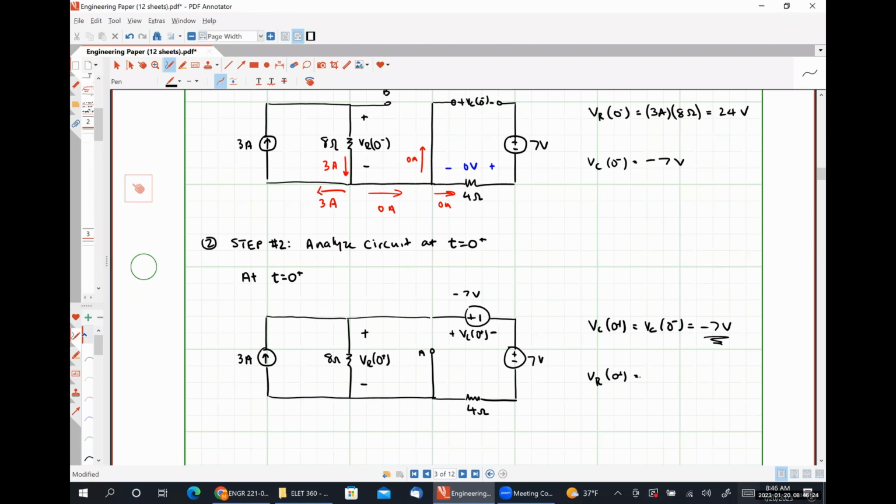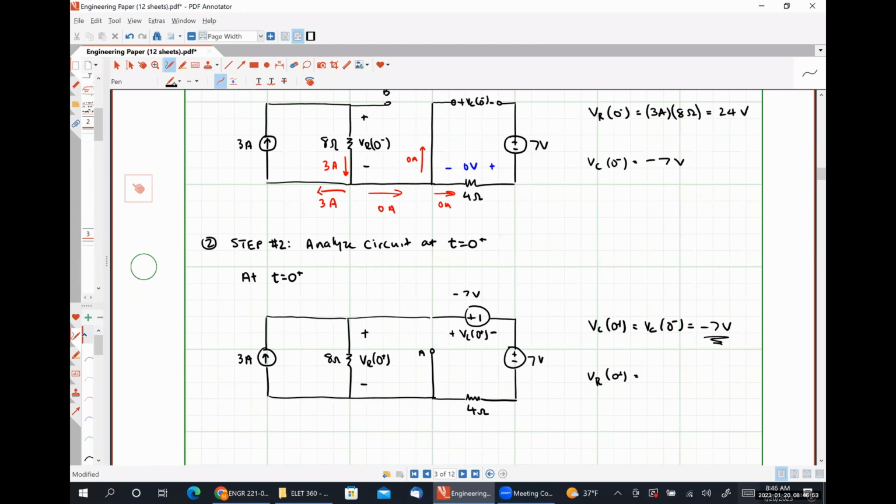Well, with the -7 and 7 voltage sources canceling out, you have 8 and 4 in parallel. So just use current division. Okay, so 2 amps is going to flow through the 4 ohm resistor, and 1 amp is going to flow through the 8 ohm resistor. So 8 volts. That checks out. Anybody have a problem using current division like that?